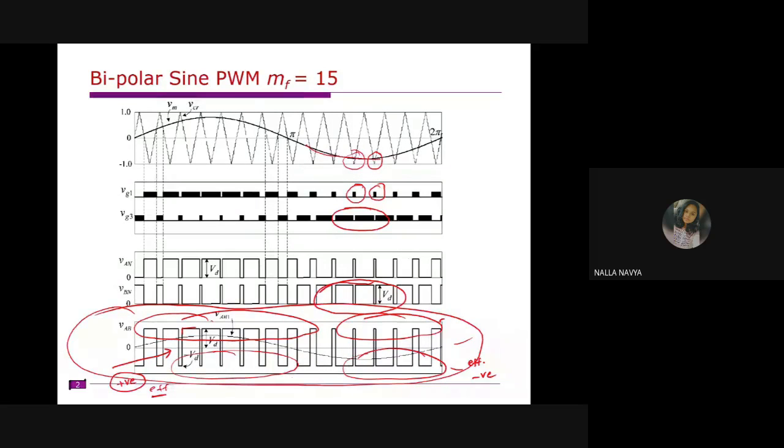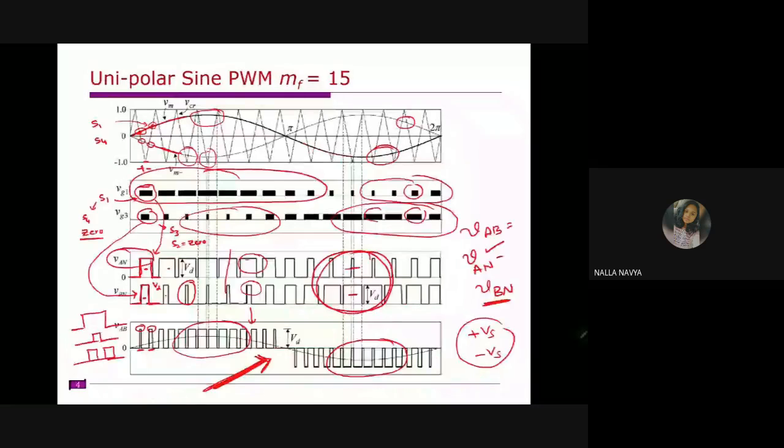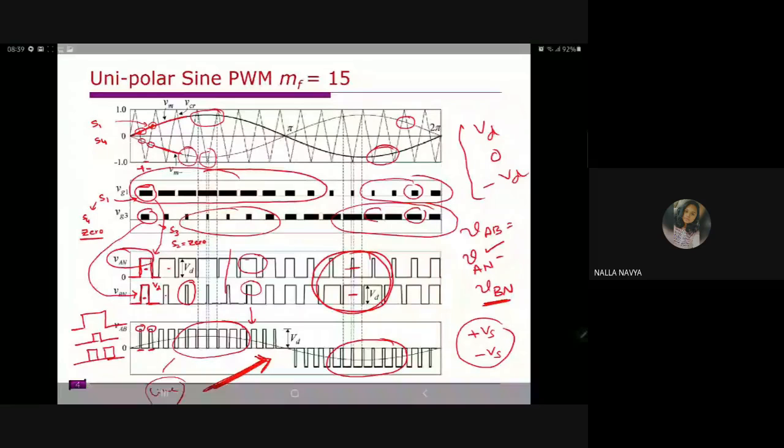Here the only thing is it changes from plus full voltage to minus full voltage, that is plus Vd to minus Vd, whereas here you have the intermediate voltage levels Vd, 0 and minus Vd. This is the line voltage, or the voltage in between phases A and B.